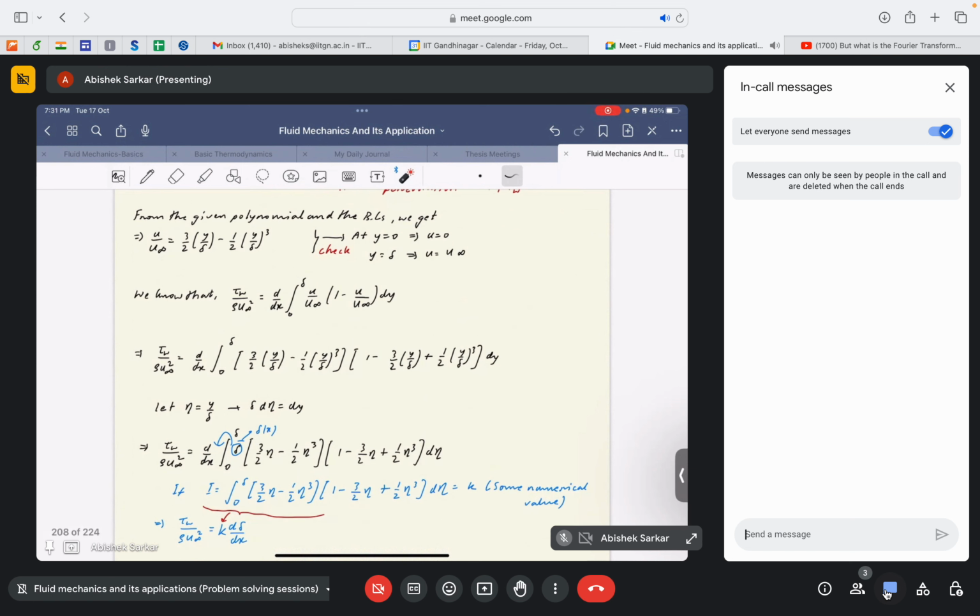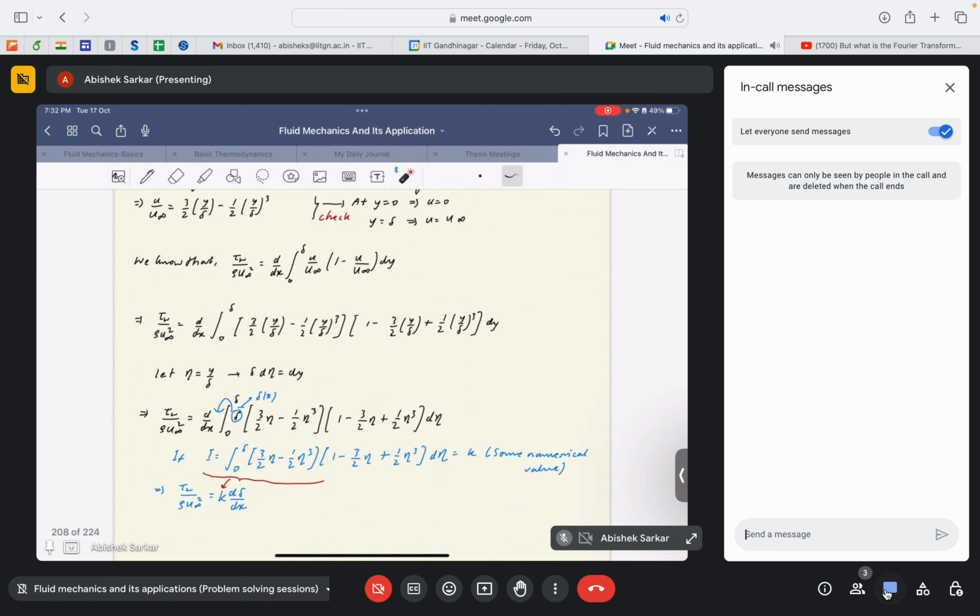Now what we do is a clever variable transformation. Let us substitute eta is equal to y by delta. Again, it's completely fine if you go in and solve this equation and do this integration. But just for the sake of tidiness or handleability of this integration, we can substitute this y by delta term by eta, and consequently dy would be converted into delta d eta. Again, keep in mind delta is not a constant, it's a function of x.